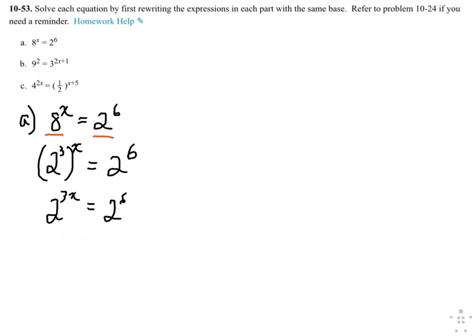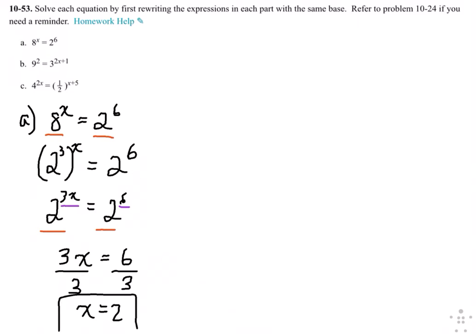Okay. So we've made the bases the same. Since the bases are now the same, the exponents we now know are the same. So that means 3x must equal 6. And we divide by 3 on both sides, and we get x equals 2.